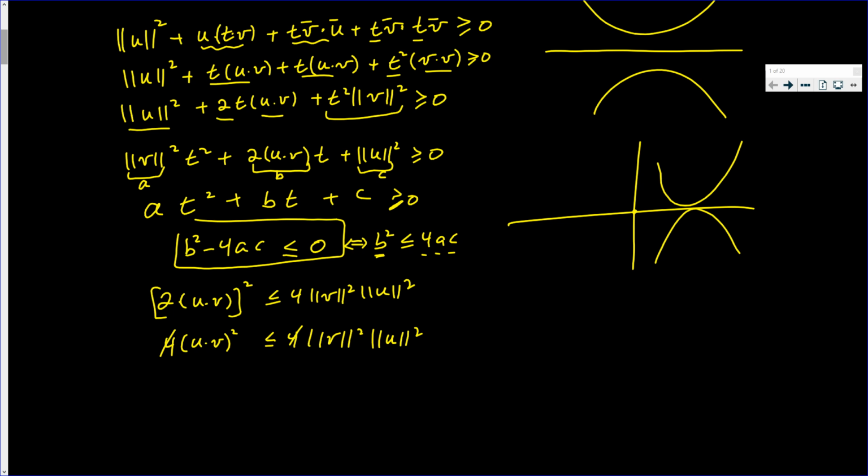Knock off the 4's, so you have u dot v squared is less than or equal to, these are real numbers, I can commute them, the length of u squared times the length of v squared. I take the square root of the left side, I get u dot v absolute value. Now both of these are positive, the length of u and the length of v are positive. So I get the length of u times the length of v. I don't need the absolute values.